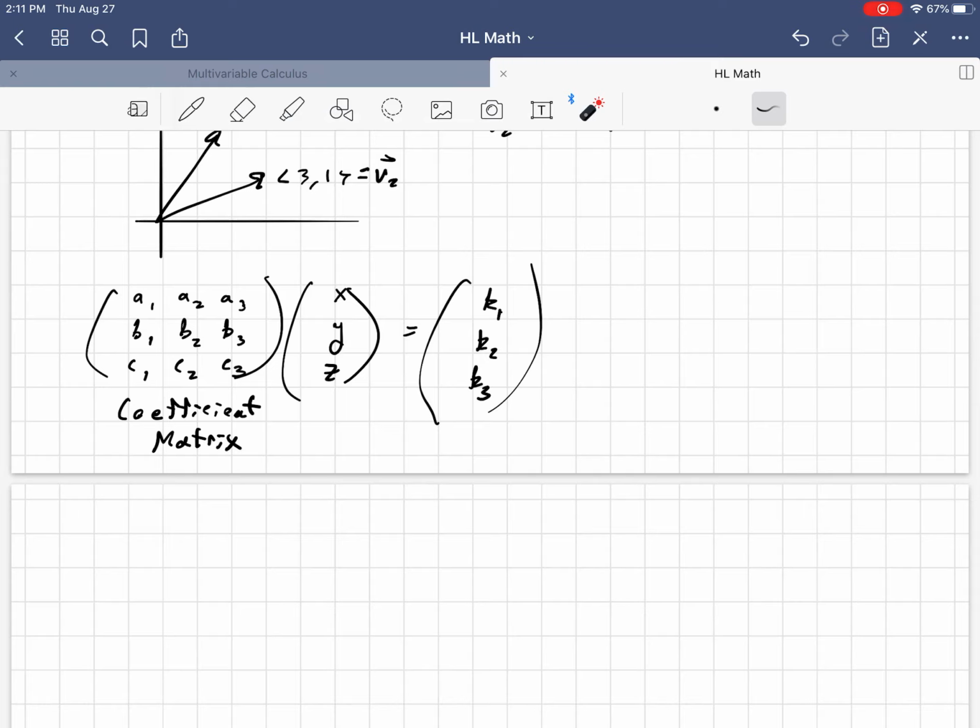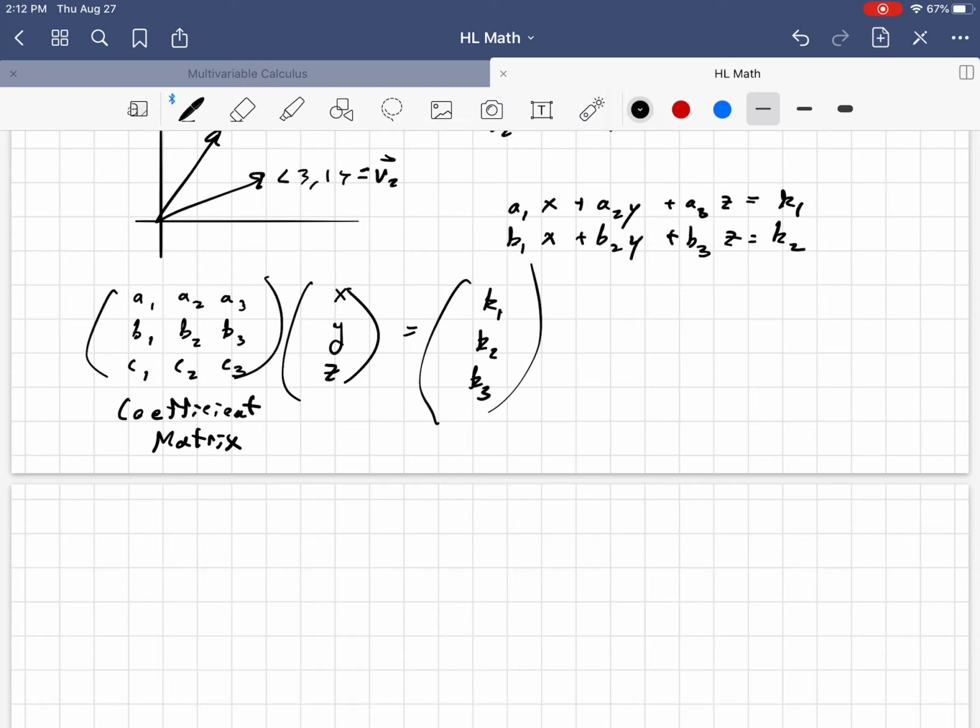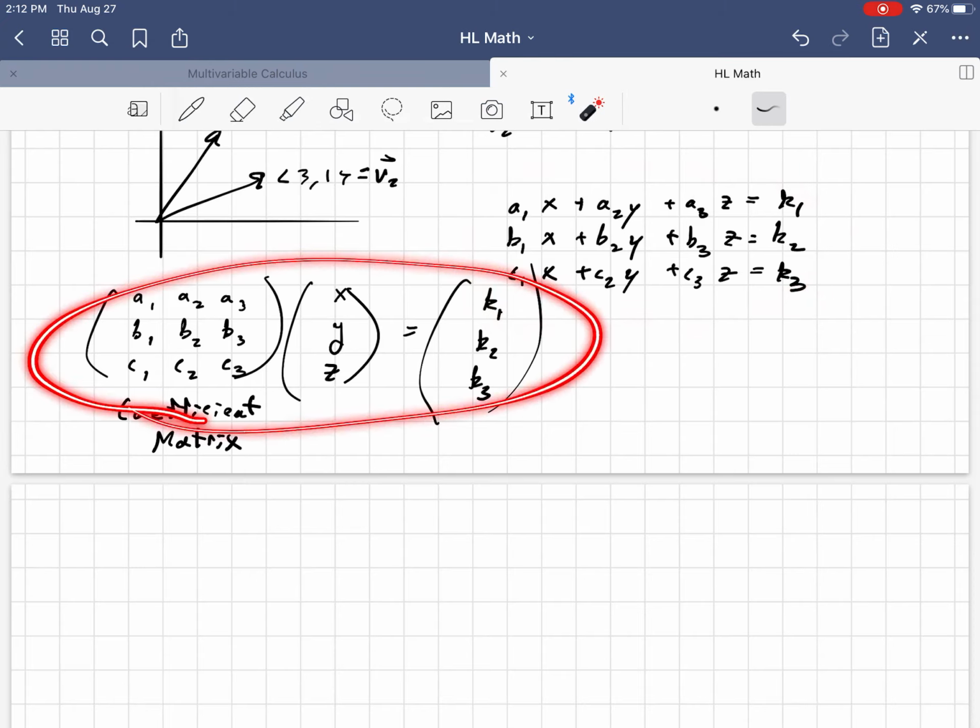In other words, if we were to expand the first row of that coefficient matrix, we would get a sub 1 x plus a sub 2 y plus a sub 3 z is equal to k sub 1. If we were to expand the second row, we'd get b sub 1 x plus b sub 2 y plus b sub 3 z is equal to k sub 2. And then finally, c sub 1 x plus c sub 2 y plus c sub 3 z is equal to k sub 3. And so this looks a lot uglier than this, in my opinion.